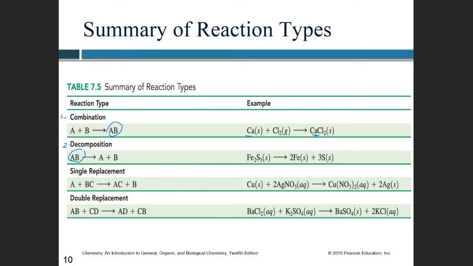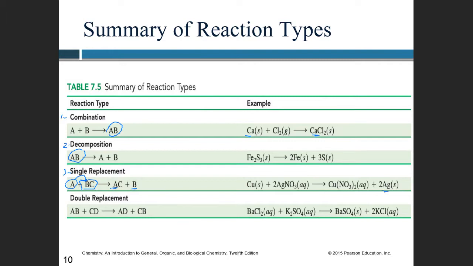The third type is the single replacement. In this type of reaction, the reactant A reacts with the reactant BC, which is the compound, and in this case, the A will replace B. So the product will be AC plus B. So that's called single replacement. As an example, the copper solid, when it reacts with the silver nitrate, the copper will replace the silver to give copper nitrate and the silver.